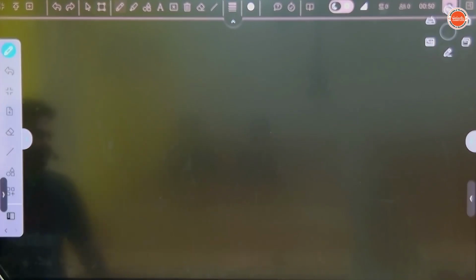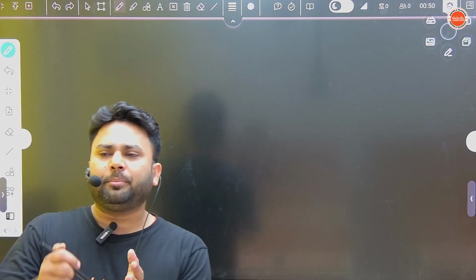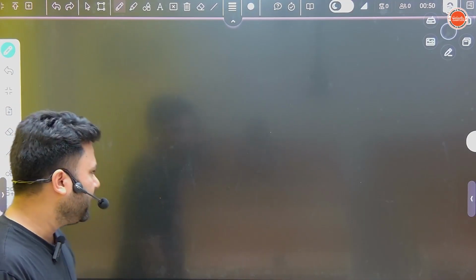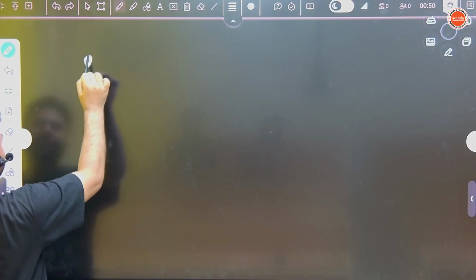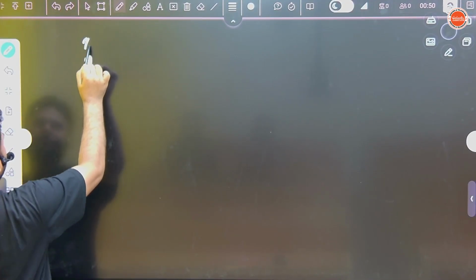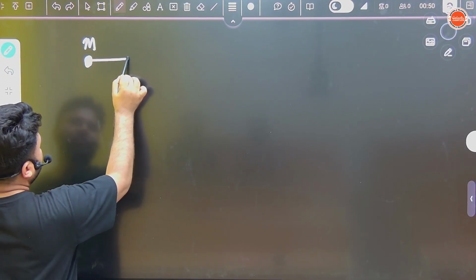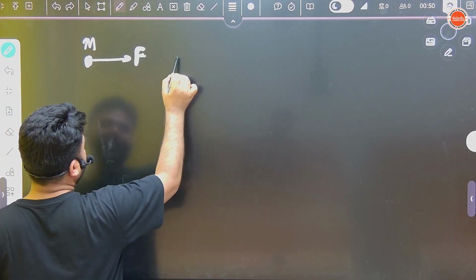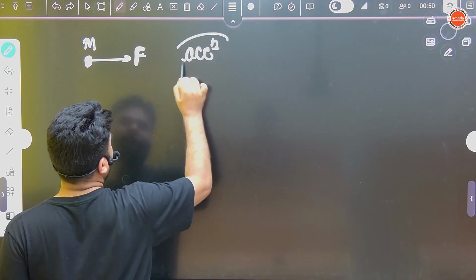Next point, see some analog behavior you should be able to understand. Like see, in linear motion what happens? Let's suppose there is a mass, linear motion, 1D. You are applying some force. What happens? It accelerates. It gets acceleration.